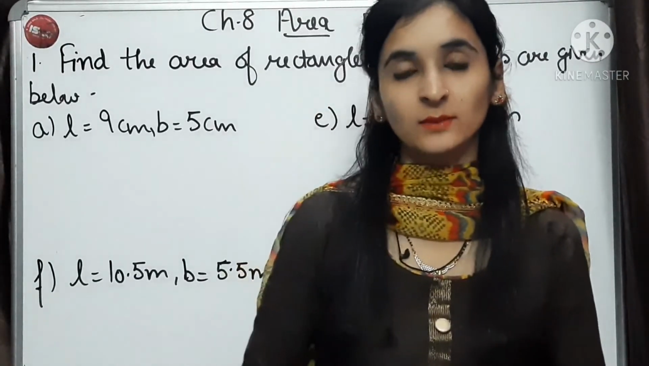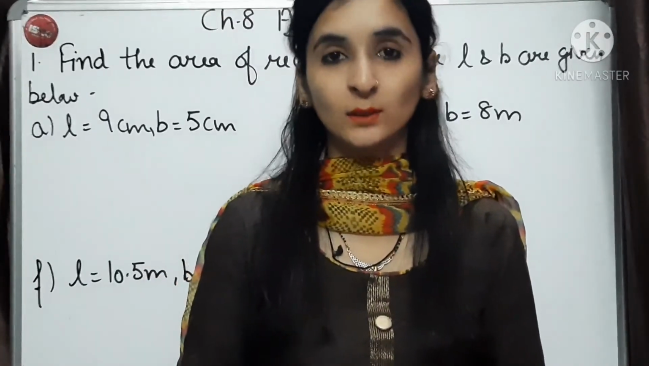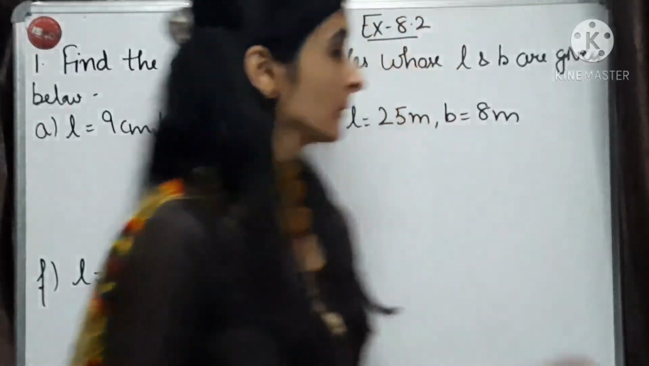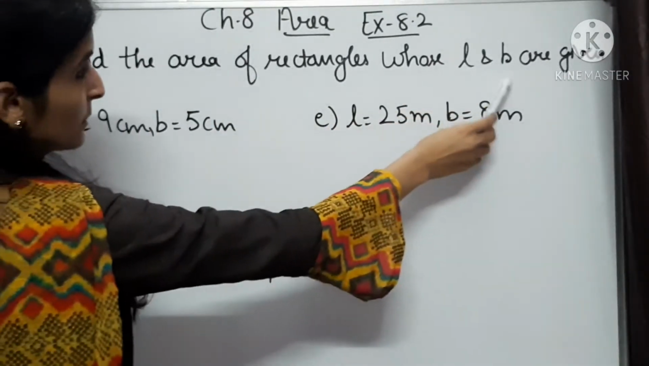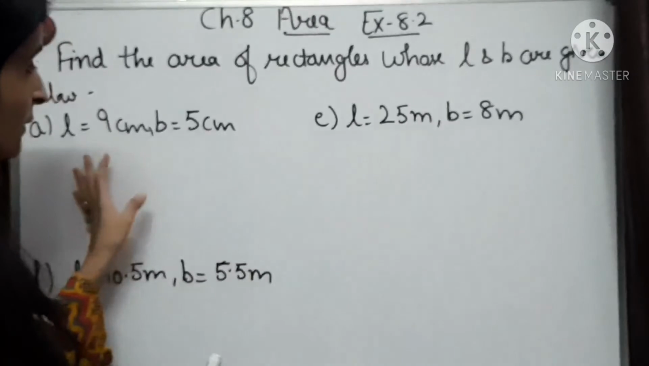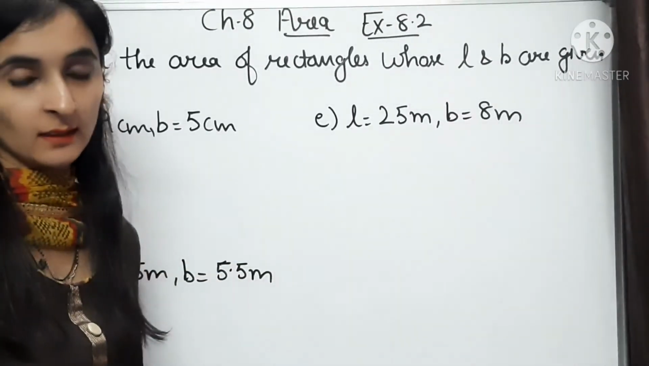Now we have to start with the exercise questions. So let us start with exercise 8.2, question number 1. Question number 1 is find the area of rectangles whose length and breadth are given below. Here we have given the length and breadth and we have to find out the area of rectangles.